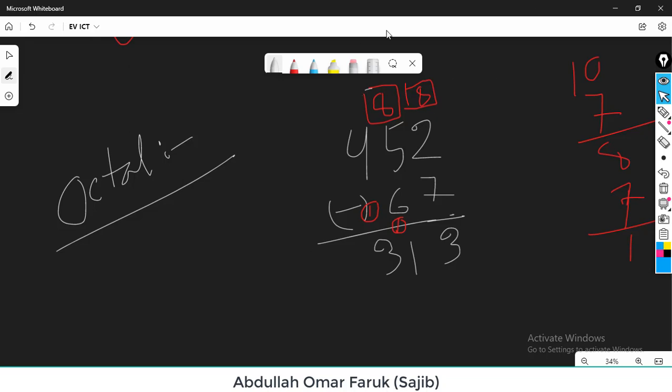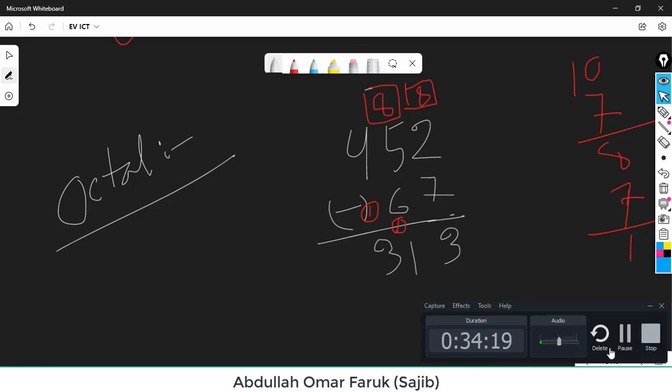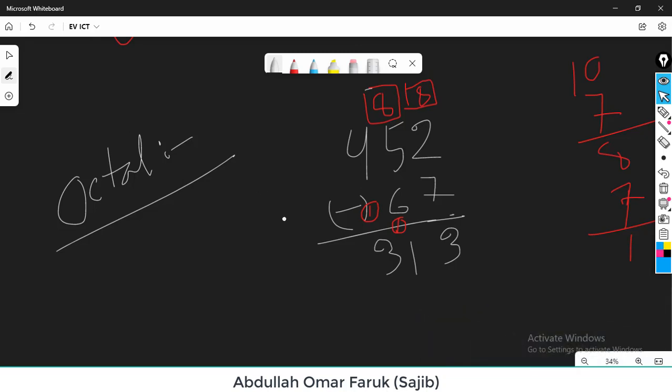Now I give you one for your exercise. Let's see what I give you. Basically, in the octal number system you will do the subtraction and let me know the answer.